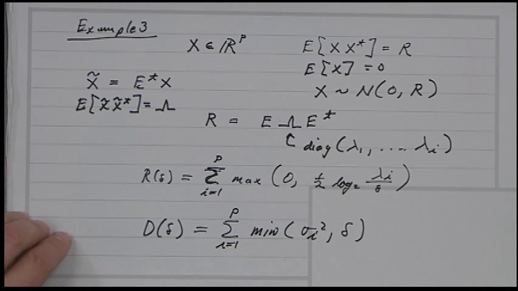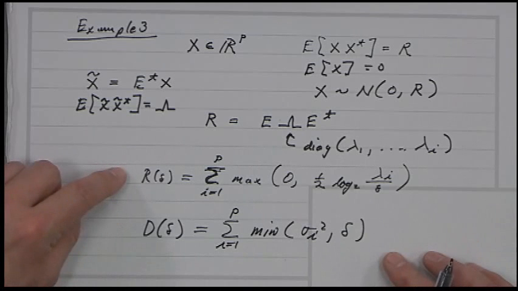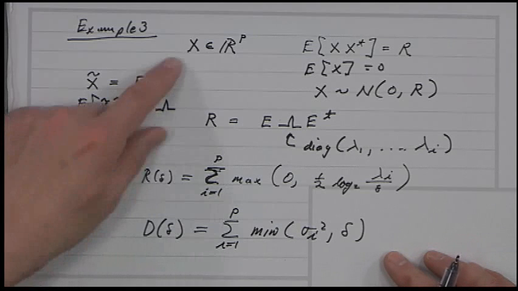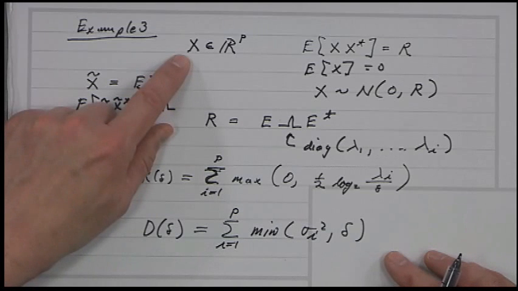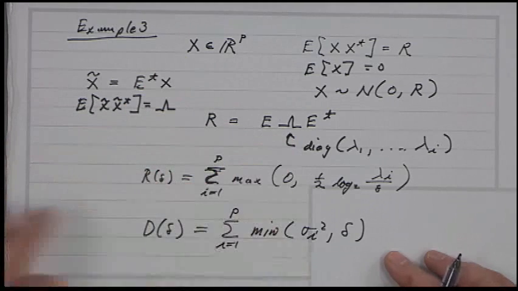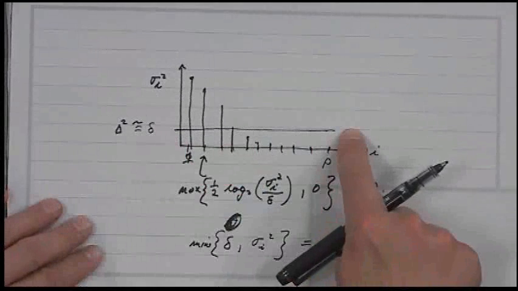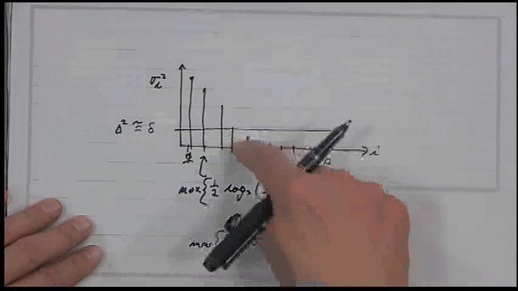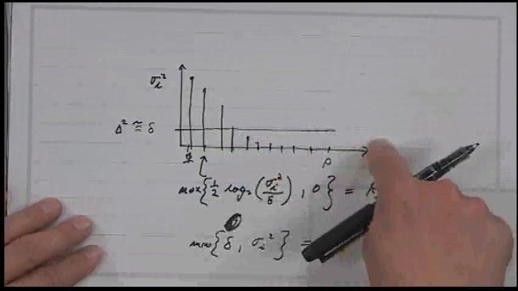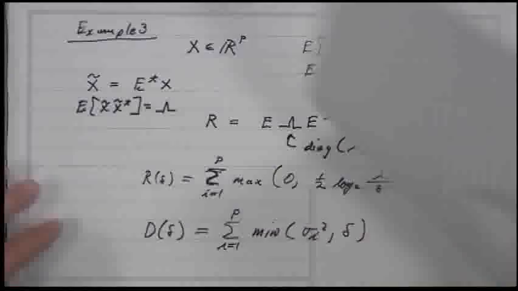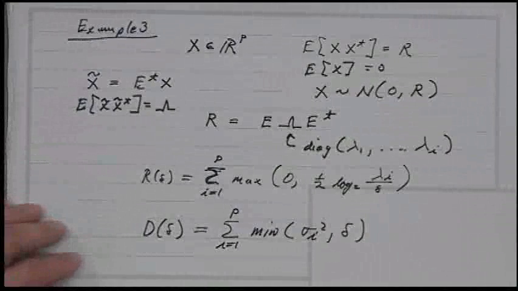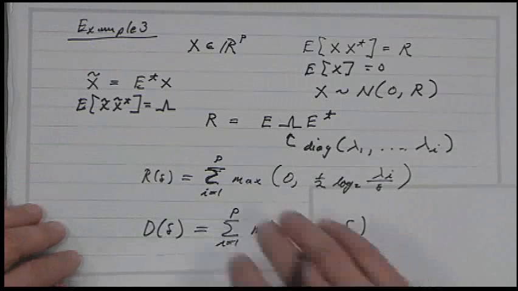Okay? So, does this seem reasonable? Do you understand what this means? What this means is, if you want to find the rate distortion for some vector x, compute its eigenvalues, plot them out in a plot like this, and then see how many fall below your threshold. The ones that fall below the threshold just get zeroed out. The other ones have to get encoded. Right? Okay? Any questions about this?